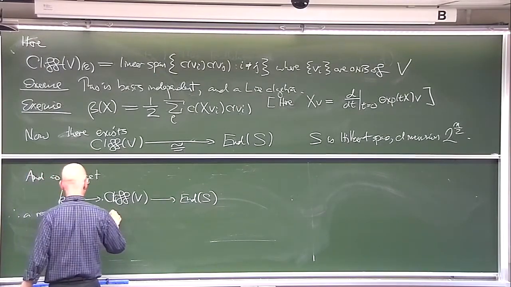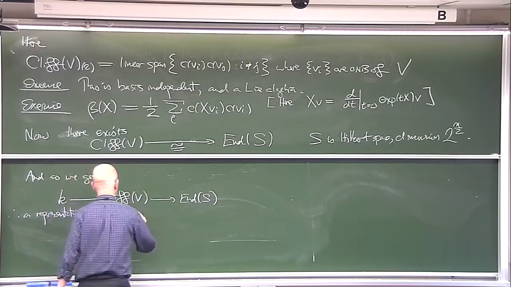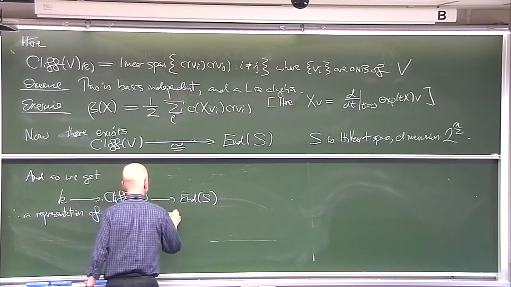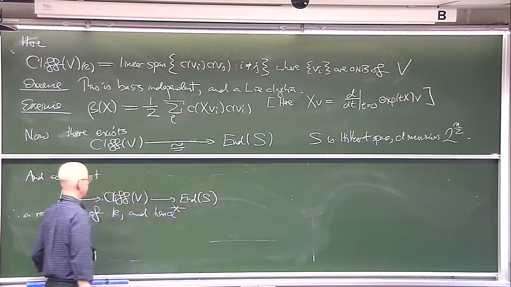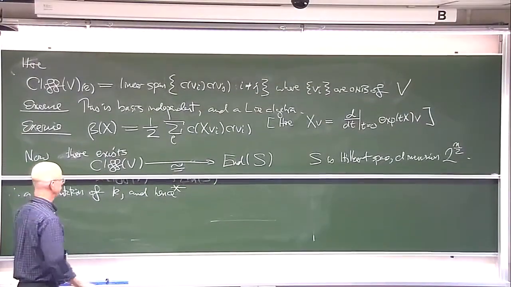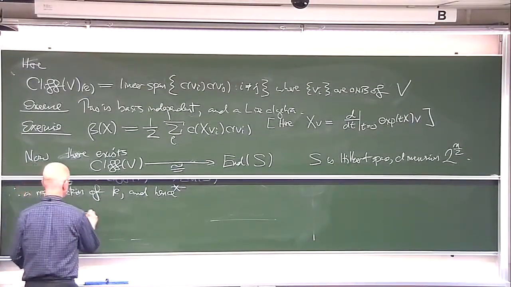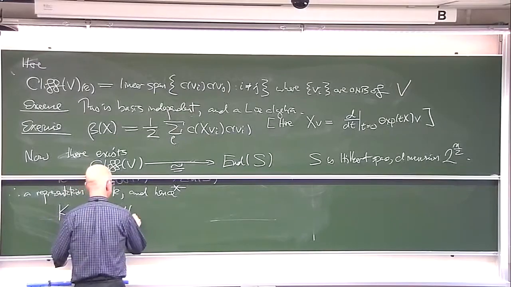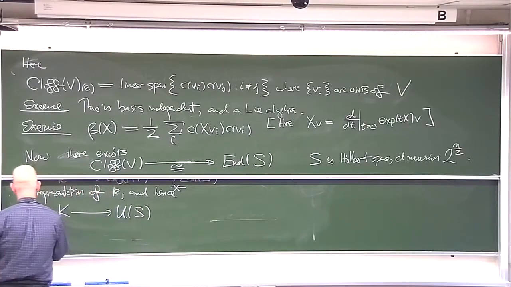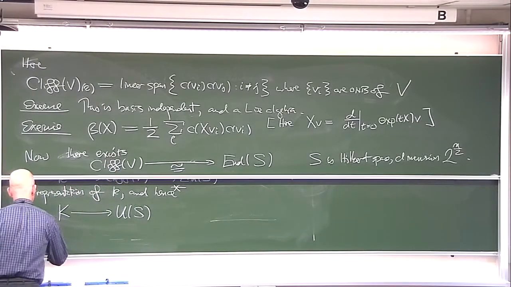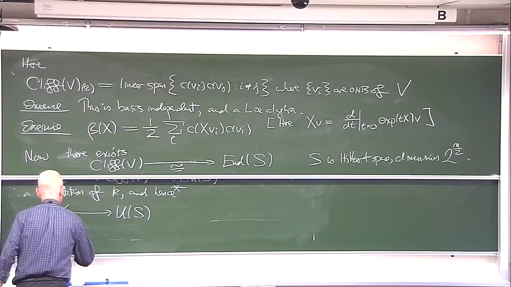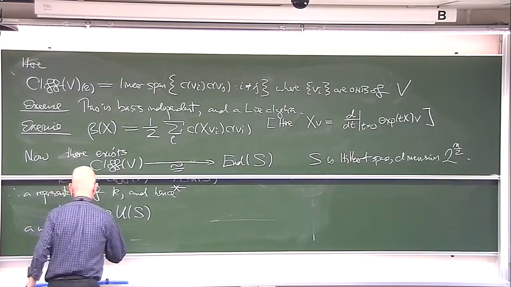And in this way, you get a representation of K. And hence, there's an asterisk here, a footnote, but I'm not going to go into the details of that. A unitary representation, finite dimensional unitary representation of K.